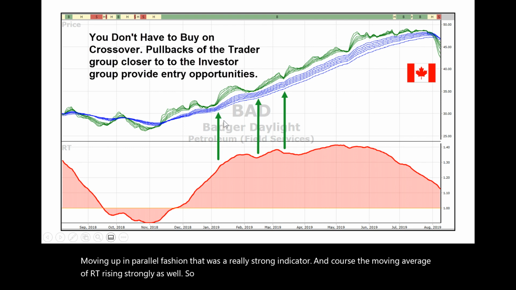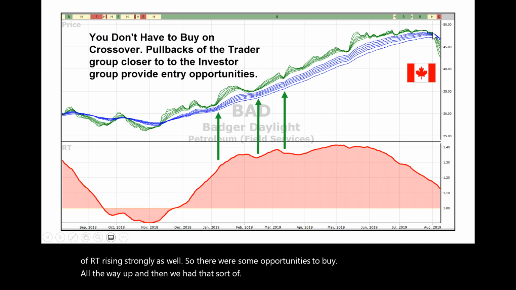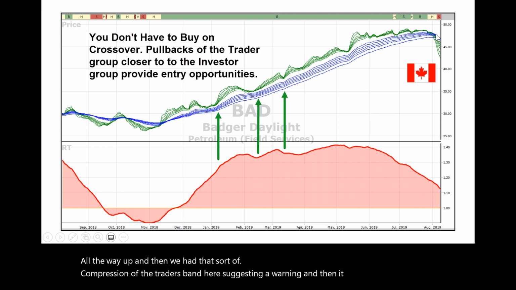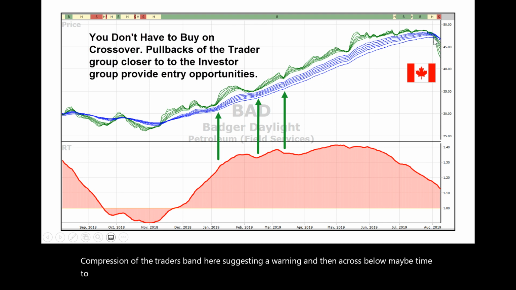So there were some opportunities to buy all the way up, and then we had the compression of the traders band here suggesting a warning, and then it crossed below, maybe time to consider selling, unless you're buying for other purposes, long-term dividends or something like that.